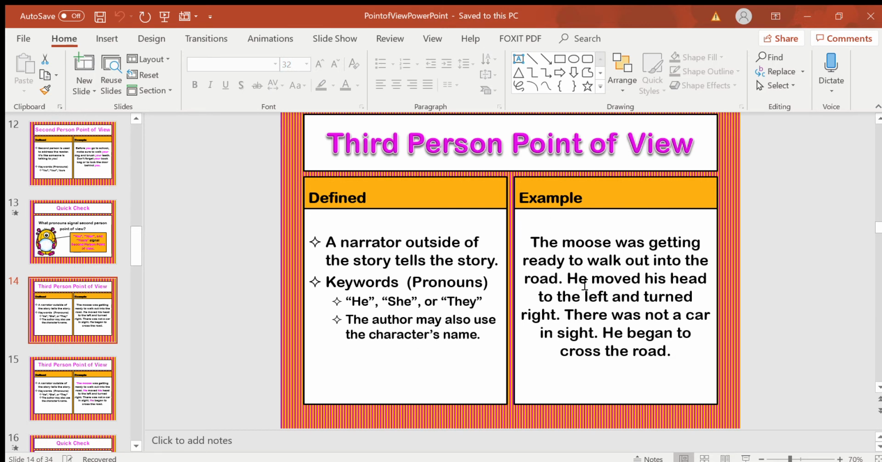So if we look over here at our example, the moose was getting ready to walk out into the road. He moved his head to the left and turned right. There was not a car in sight. He began to cross the road. So we know that this is third person point of view because it uses these key words. Okay, it even uses the character's name, right? The moose. Like apparently the moose doesn't have a name. I guess that is his name, the moose. So the moose, we have he, we have his, right? So that's telling us that a narrator is telling the story. There's nobody in the story that's talking. This is third person point of view.